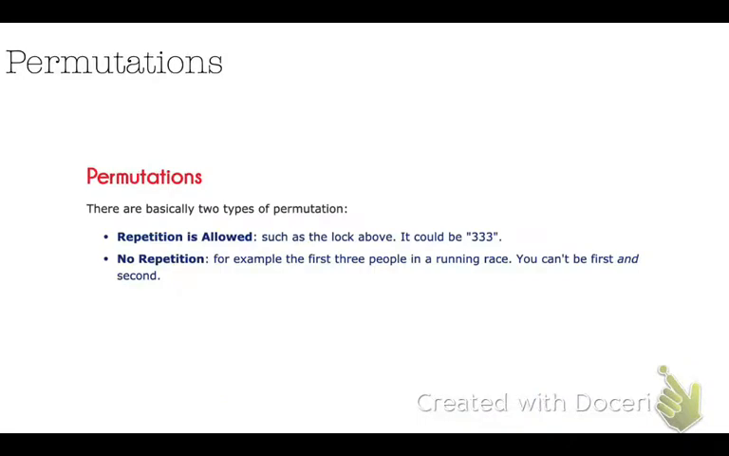So there are two types of permutations. There's one where repetition is allowed, such as the lock above. So 333 would be allowed, or you could have a code of 1224 or something. And there's some where no repetition is allowed. If you're talking about people, for example, the first three people in a running race, well, I'm not going to be the first and the second person. You can't get first and second place when it's an individual thing.